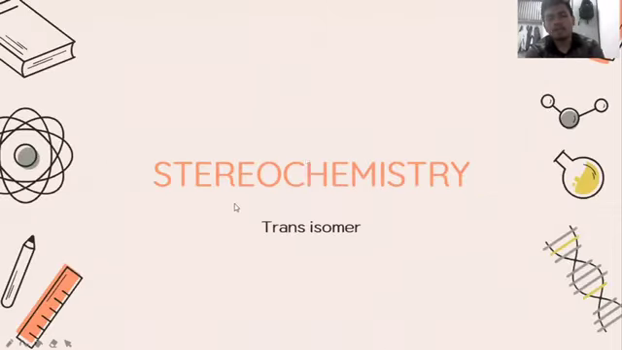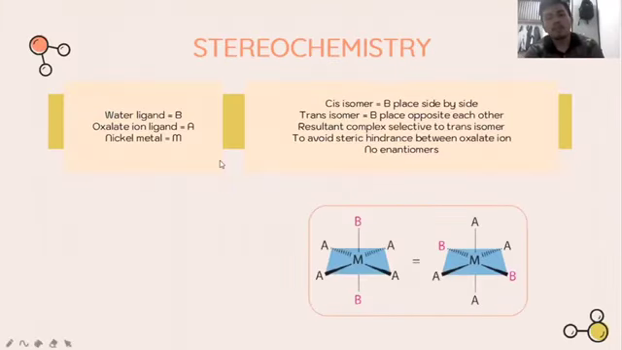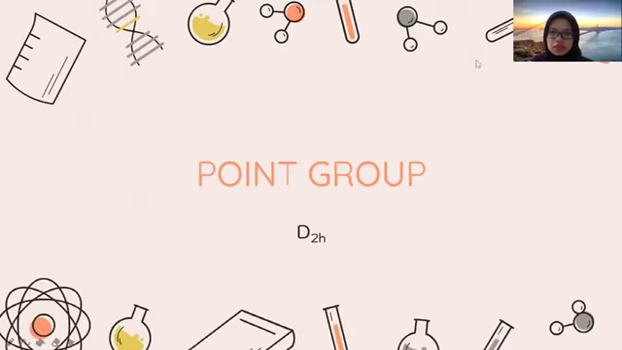Next, I will continue to explain about the stereochemistry of this complex. This complex has a trans isomer, which is because there is a steric hindrance between the oxalate ions, and this trans isomer will not have an enantiomer because there is no mirror image. And next, we need to determine the point group of our complex.